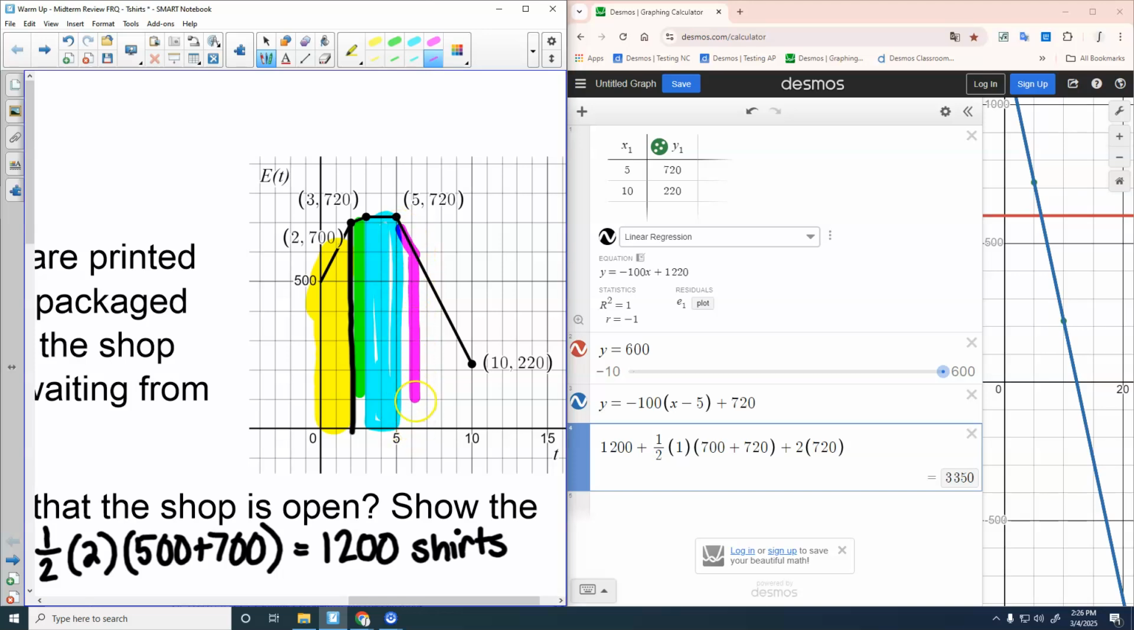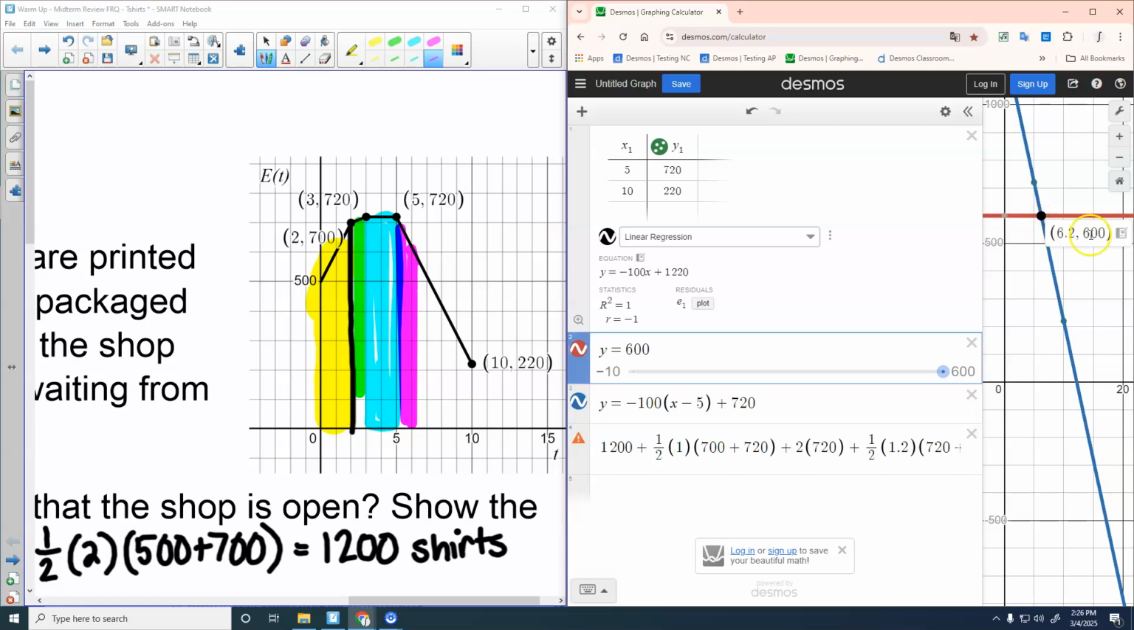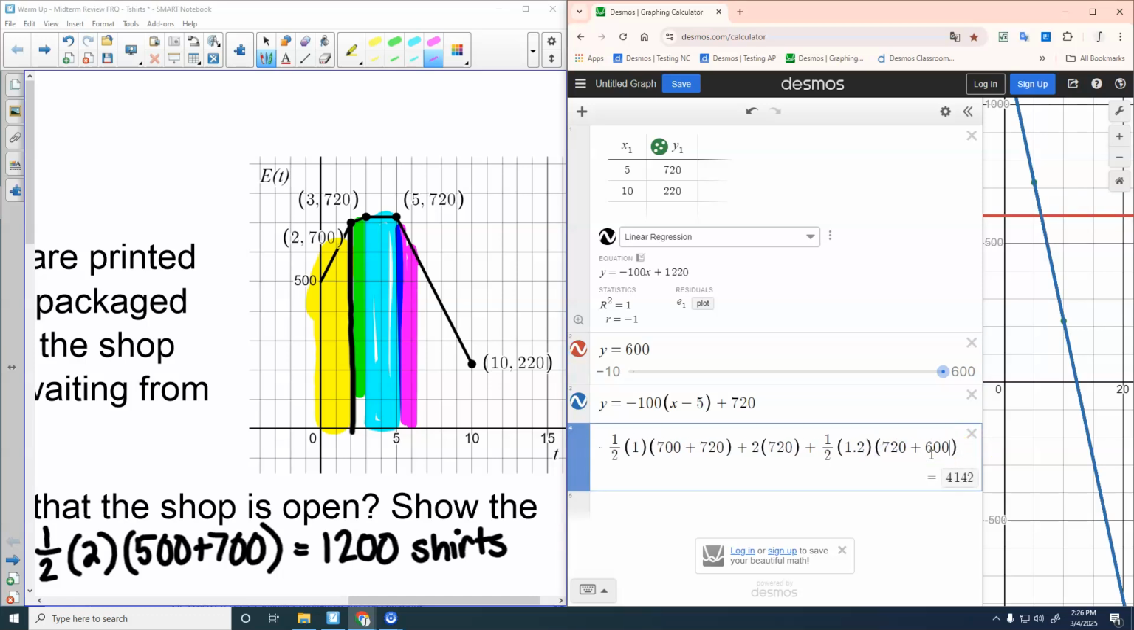So it's like this little piece right here. That's a trapezoid. What's the width? Not 1. It's going to be 1.2. And then we got 720 for that one side. What we need for the other side is the y coordinate right there, which is 600. I should have known that because that's where we were stopping. Plus 600. So for that area under the curve, we're getting 4,142.